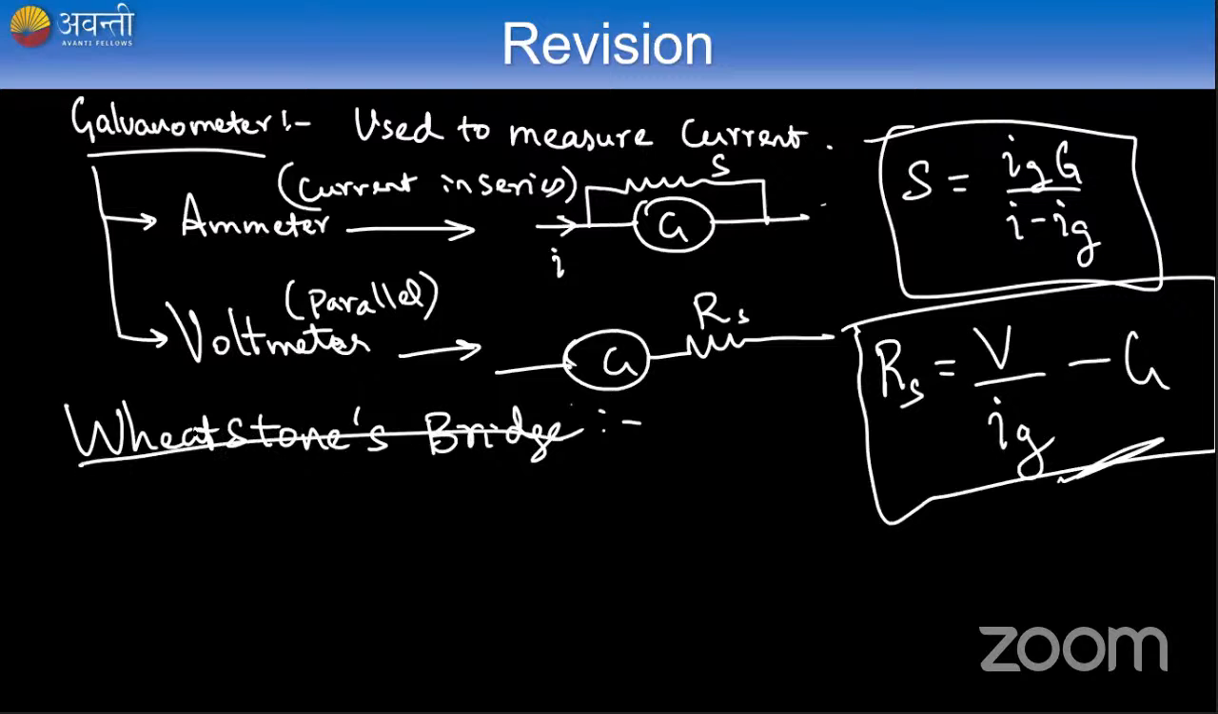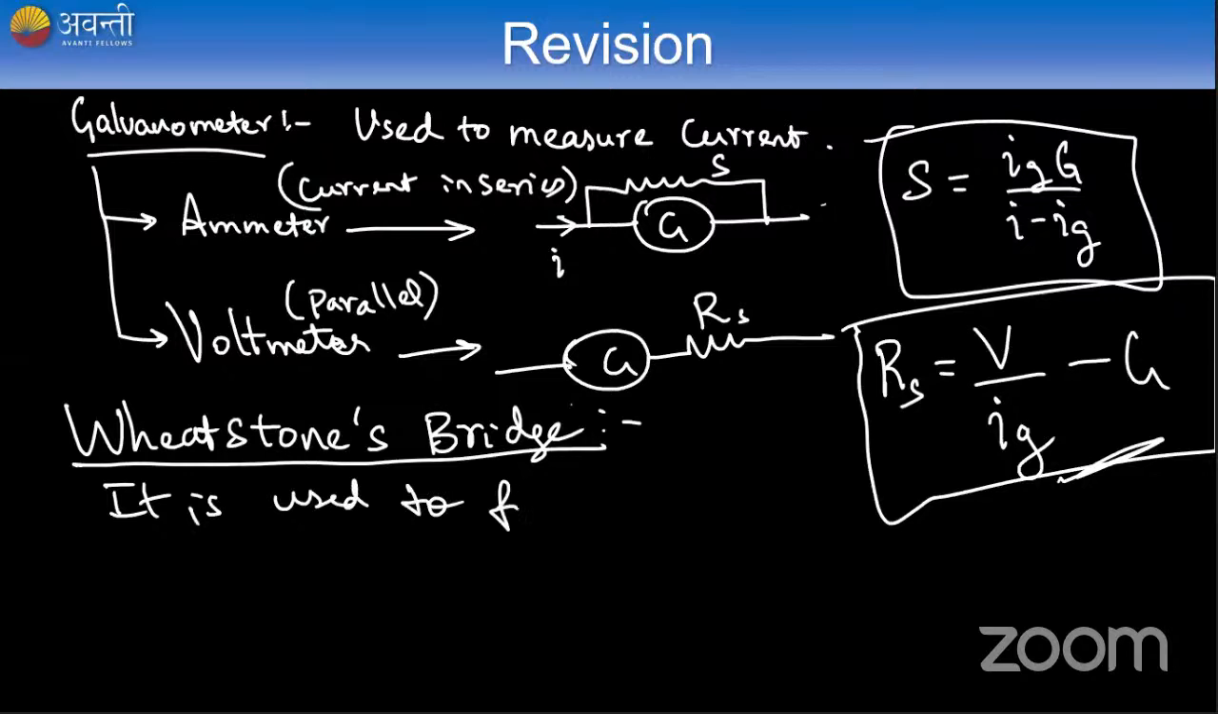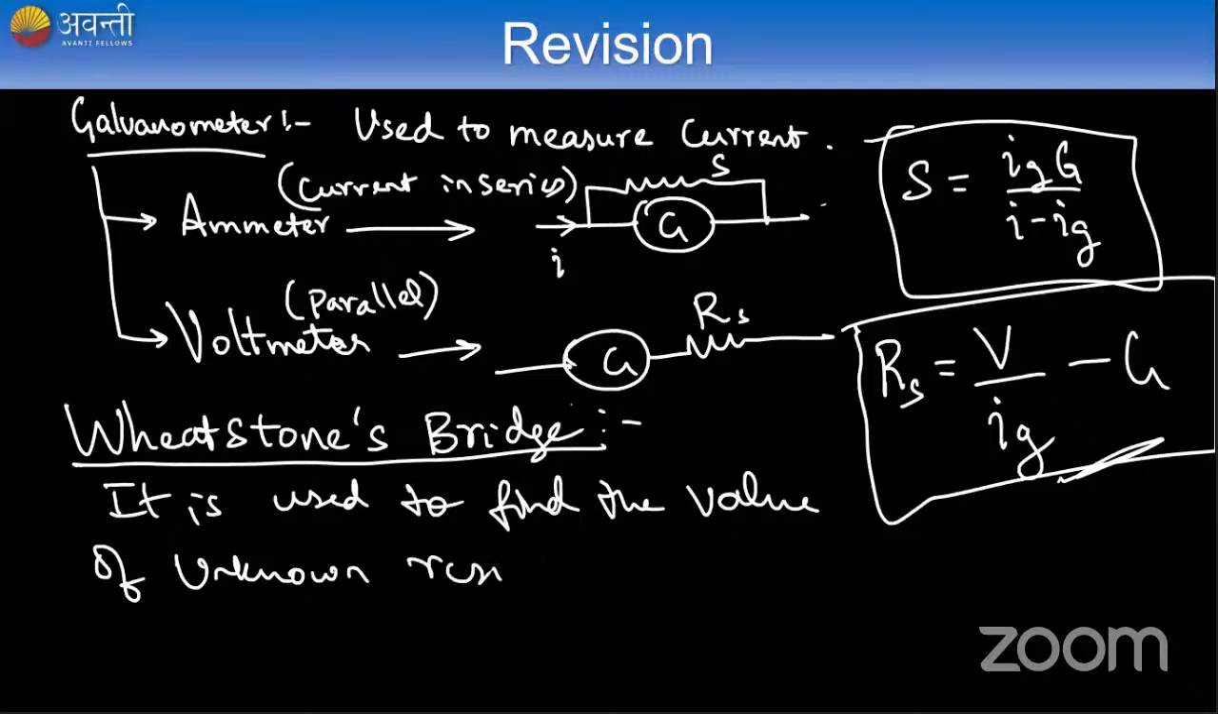What is a Wheatstone bridge? A Wheatstone bridge is a device which is used to find the value of unknown resistance. So the Wheatstone bridge circuit looks something like this.